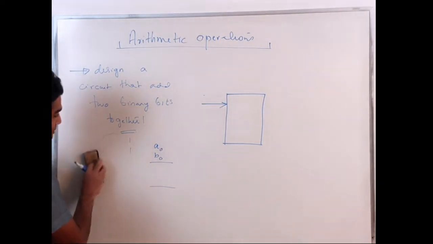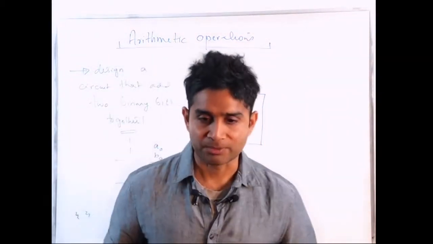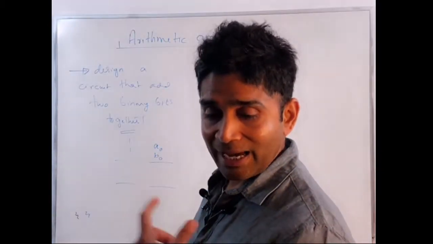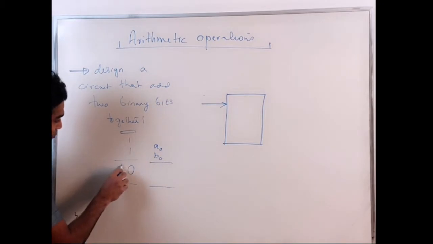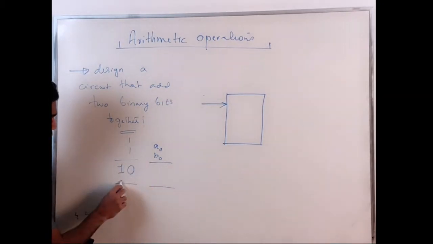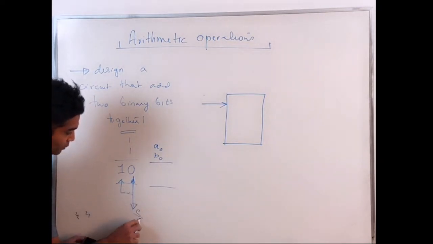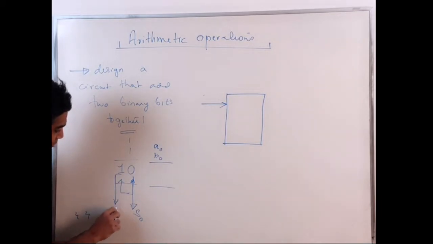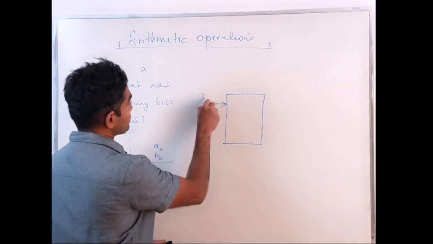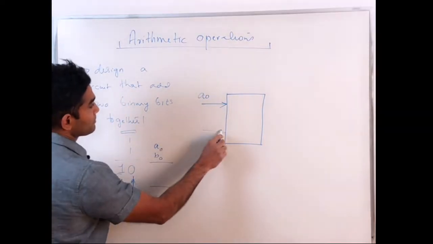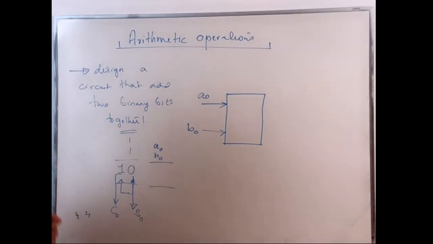When I add 1 to 1, how many outputs do I have? I have two outputs, right? I have the sum and I have the carry out as well, because 1 plus 1, the sum is 0 and the carry out is 1. I have an end carry. So I need to have two outputs. I'll call the sum S0, and the carry out C0 or C out. So that's A0, one of the inputs, and B0, the other input to that single bit adder.